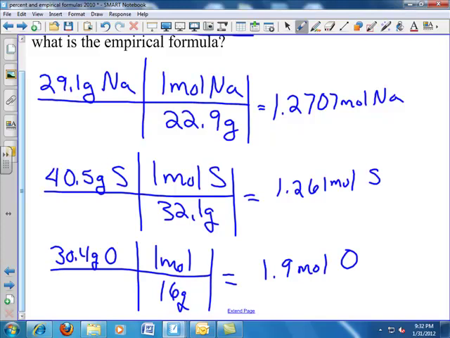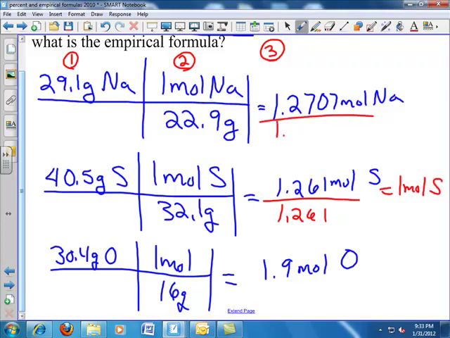Okay? Now, step 3. This was step 1, change percents to grams. Step 2 is change grams to moles. Step 3, remember, is to divide by the smallest one. Now the smallest one happens to be 1.261, so that gives me 1 mole of sulfur. I know this doesn't come out to be exact, but 1.1 or something like that is still 1 mole of Na. Sorry about writing that poorly. And then this last one, though, 1.9 divided by 1.261 actually comes out to be 1.5 moles of oxygen.